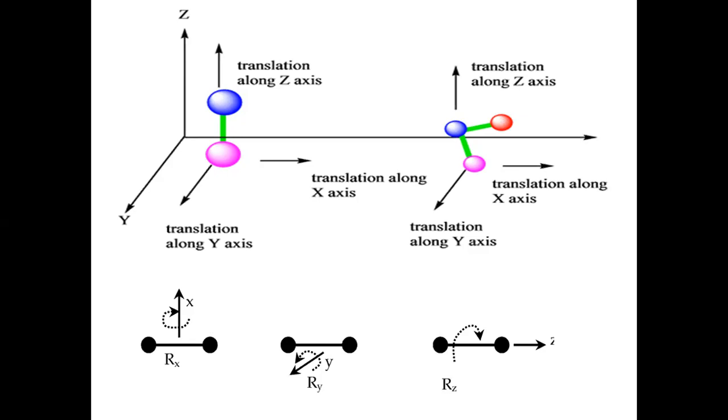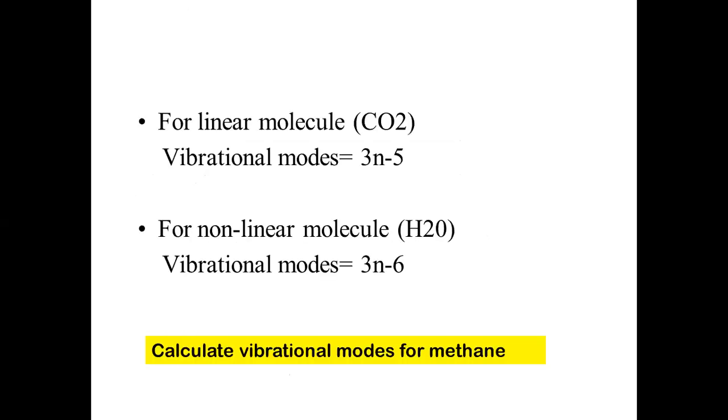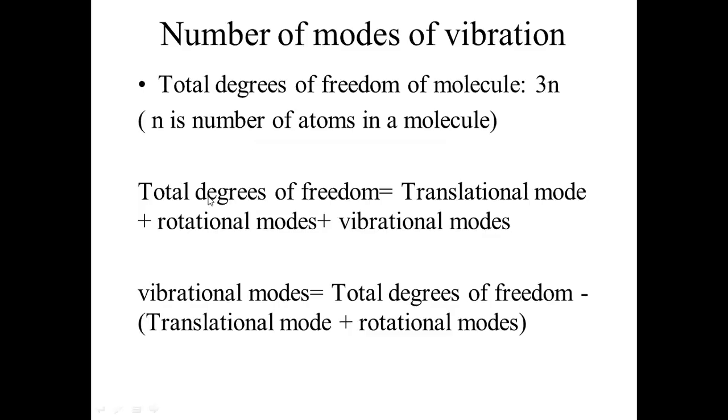So if you calculate now the number of degrees of freedom for a linear molecule, the total number of vibrational modes would be equal to 3n, where n is the number of atoms present in a molecule, minus the translational modes, which are 3, and the rotational modes for a linear molecule, which are 2. So this will be equal to 3n minus 5. While for a non-linear molecule, you have rotational modes to be 3, so the total vibrational modes will be equal to 3n minus 6.